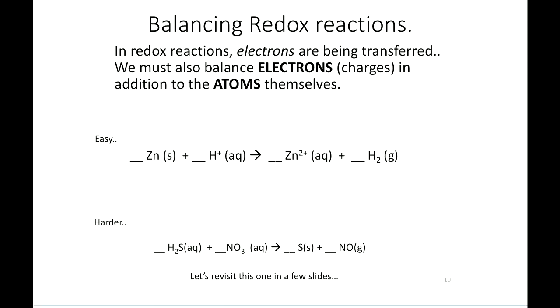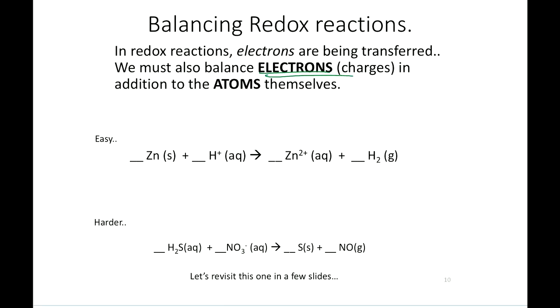So in addition to balancing those atoms, we need to balance the number of electrons too. We need to make sure that electrons lost in one half reaction are gained in another half reaction. So this adds a layer of complexity to balancing redox reactions specifically. We never had to worry about it for previous reactions that we did earlier.